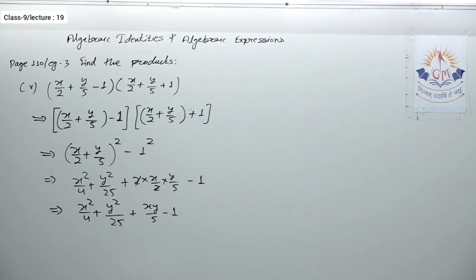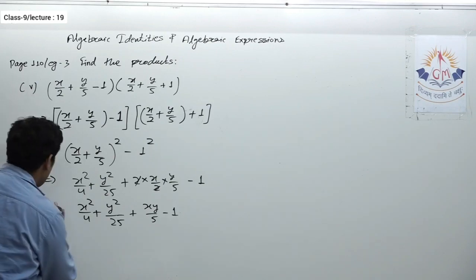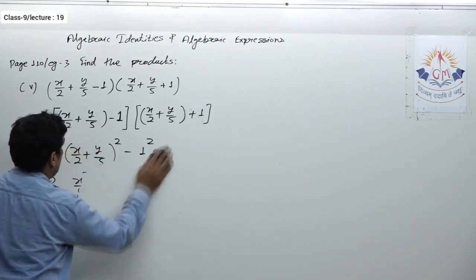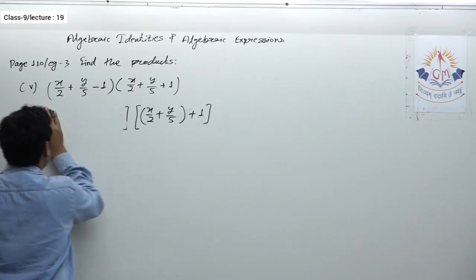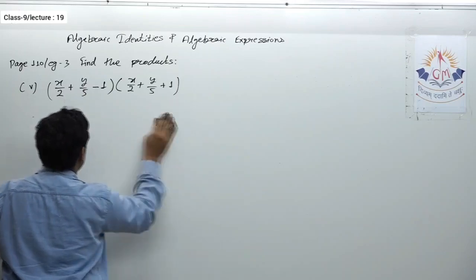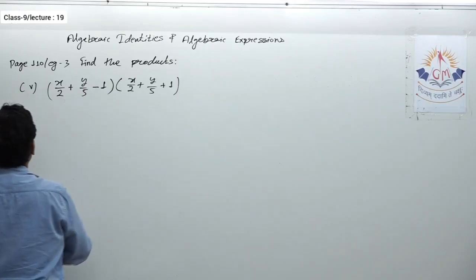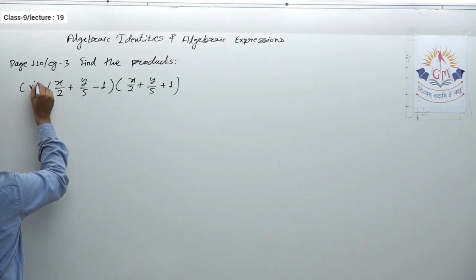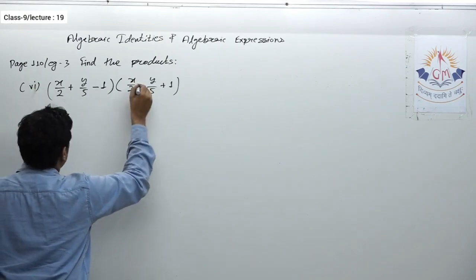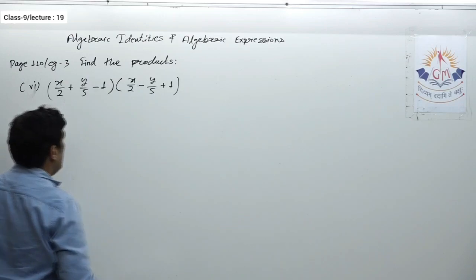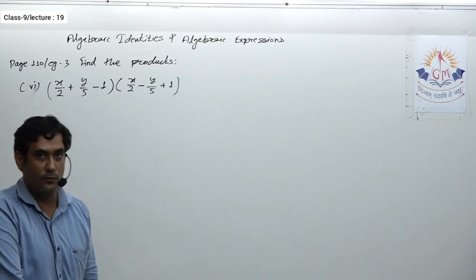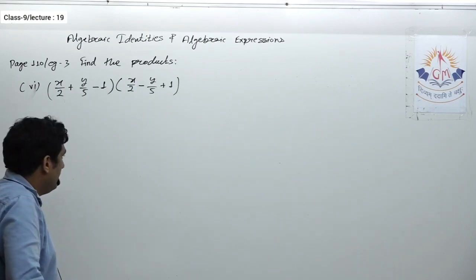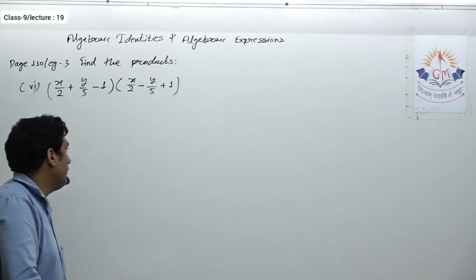Okay, now let us see the next one. Now again I am making a small change over here. Instead of this plus, I am taking it minus. Now think over this, how you will write the given expression so that it fits the form of an identity, and then according to that identity try to solve it further.